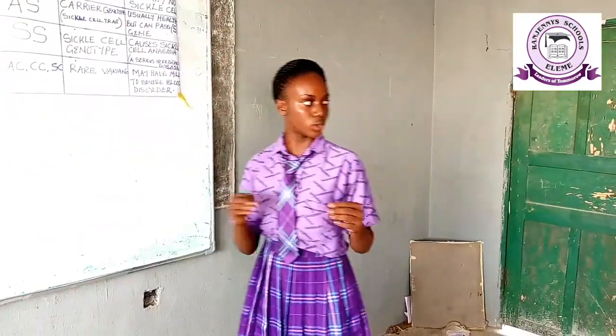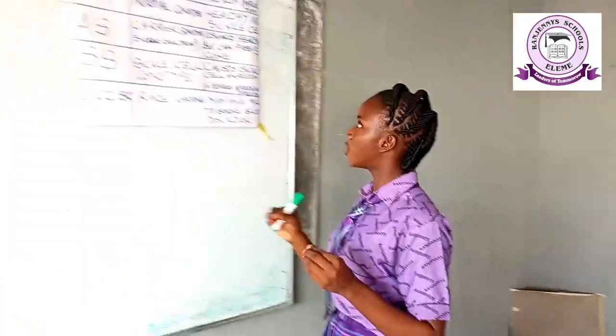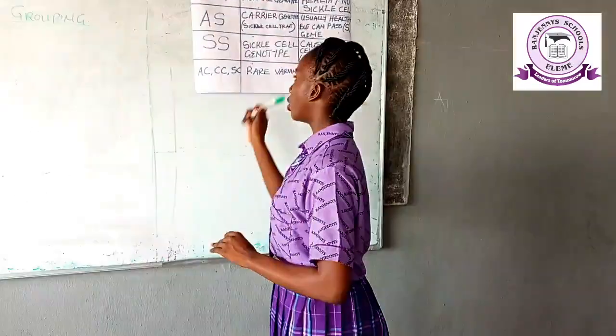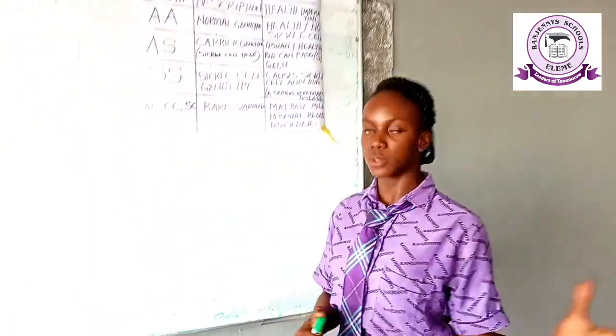They are healthy and have no sickle cell. People with this genotype are a healthy set of people. They have no sickle cell in them, and they are the normal type of genotype. We have the AS. They are the carrier genotype. They can pass sickle cell traits.